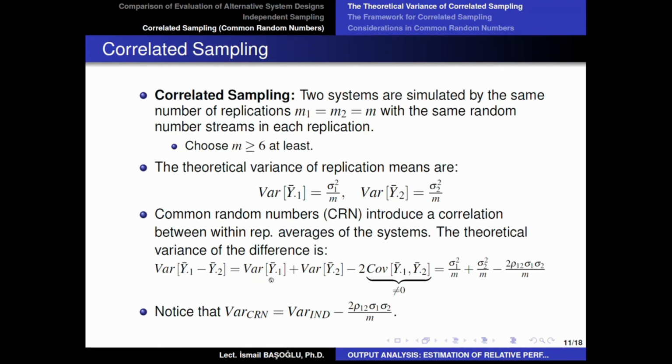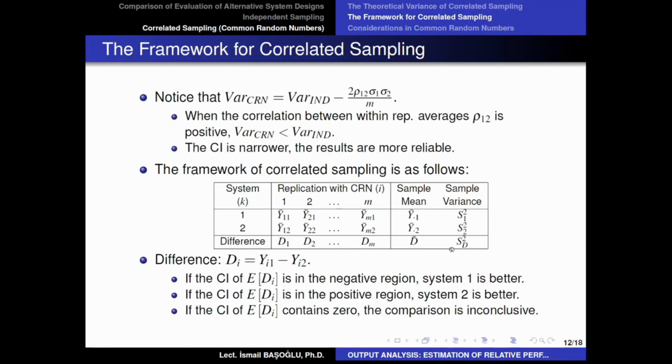Actually, you can use the sample variance of the first system and the sample variance of the second system here, but you wouldn't be able to calculate the covariance because you do not know the correlation. Instead of doing that, why shouldn't we use a simpler approach? Just take the differences between these two samples and calculate the sample variance of these differences.